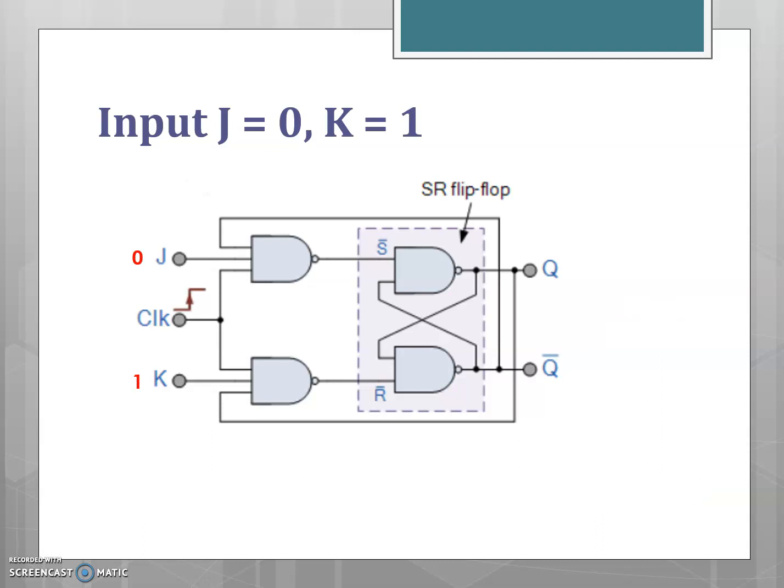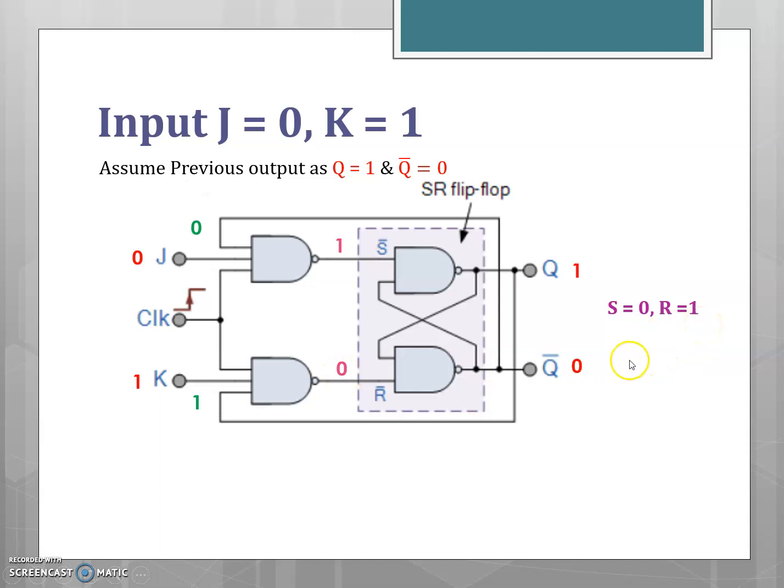So coming to the next case, for J equal to 0 and K equal to 1. Here I am assuming that the previous output is Q equal to 1 and Q bar equal to 0. So this output is fed back to the input. For the first NAND gate with J equal to 0, the other input 0 and the clock rising, indicated as 1, the output of the NAND gate will be equal to 1. In the lower NAND gate with K equal to 1, the other input equal to 1, the output is equal to 0. So S bar is 1, so S equal to 0, and R bar is 0, so R equal to 1.